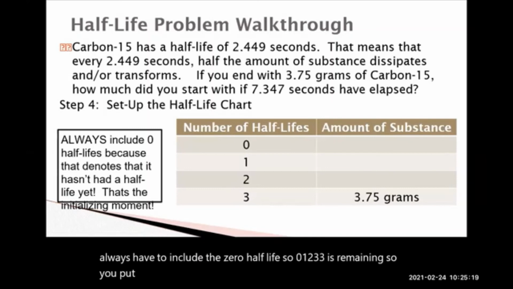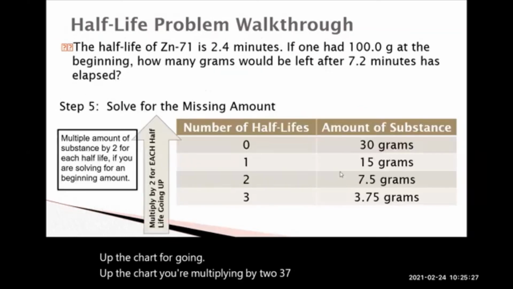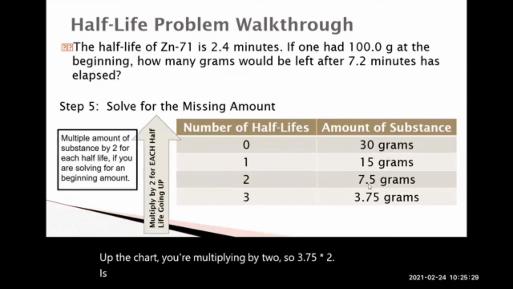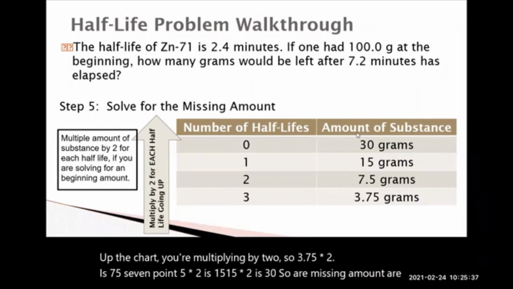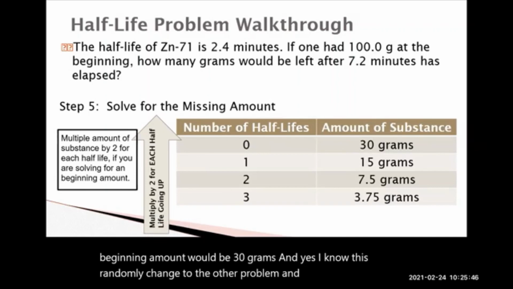So when you're going up the chart, you're multiplying by 2. 3.75 times 2 is 7.5. 7.5 times 2 is 15. 15 times 2 is 30. So our missing amount, our beginning amount, would be 30 grams. And yes, I know this randomly changed to the other problem, and I apologize.